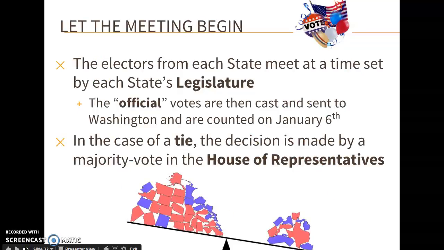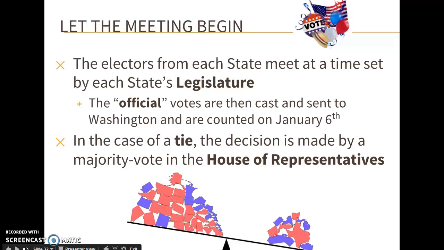The electors from each state meet at a set time and place by the state's legislature. The official votes are then cast and sent to Washington, D.C. to be counted on January 6th. Now you find out who's going to be president way before that. You find it out in November. But the official electoral vote isn't until January.